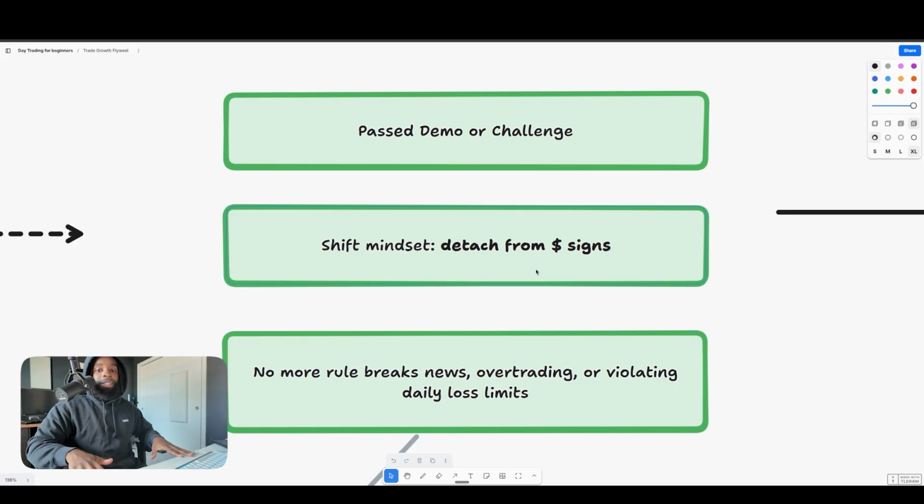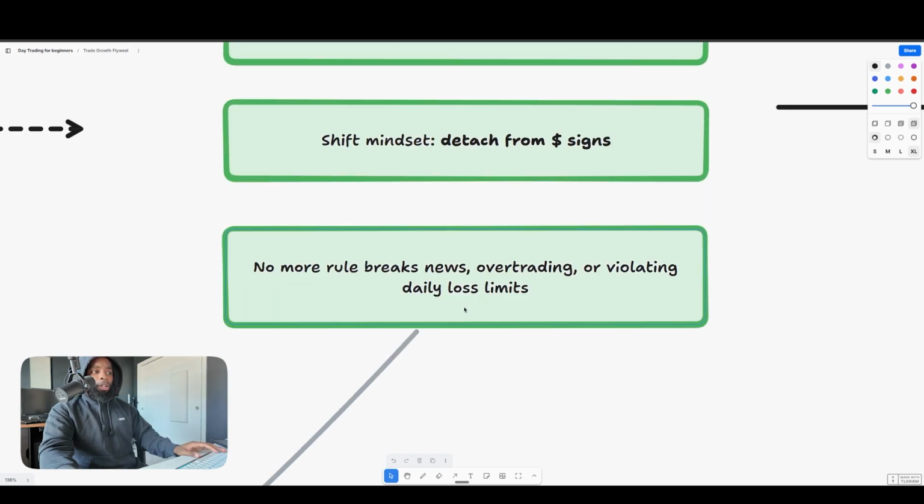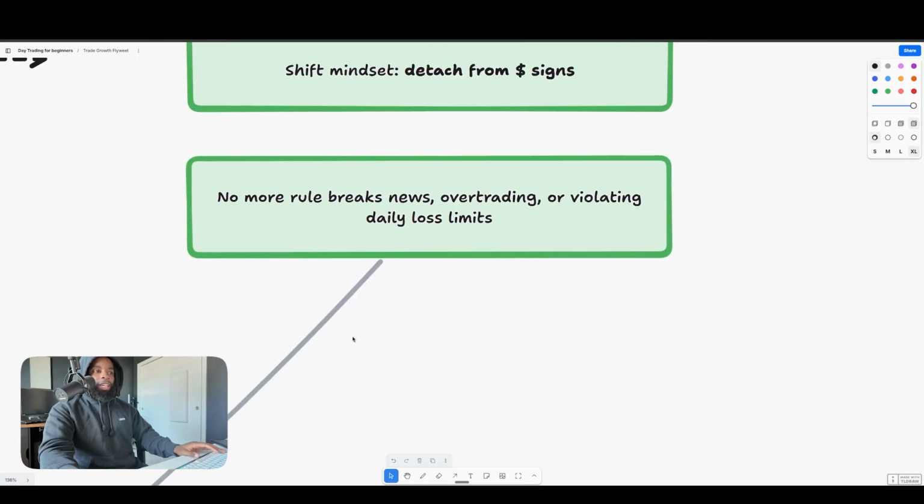So shift your mindset, and I'm saying this in the most humble way, because otherwise you're just going to be the same person trying to grow an account in a day and so forth. But that's what you don't want to do. Next thing is no rules broken, no news over trading or violation of daily drawdowns. Once again, you can use Locker Trade to track all of this. It will tell you if you've been over trading during news. It will help you from everything about that.